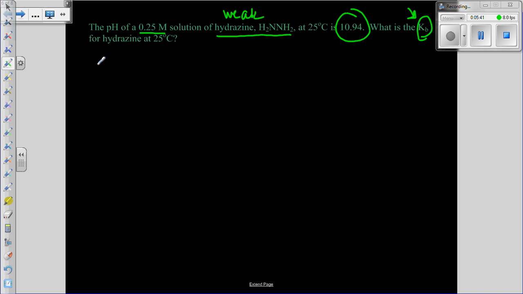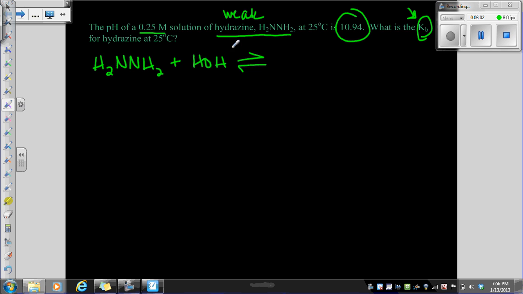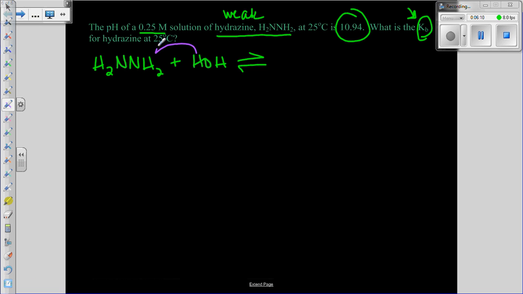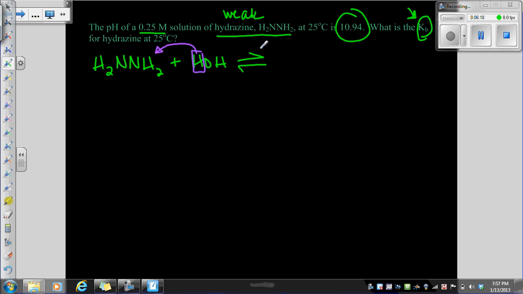So the first thing we need to do is write a dissociation reaction, and we're going to put the weak base plus water, and water is going to donate a proton because this is a base, and I know bases are proton acceptors. So when you're in a situation like this where you don't know what this thing is, think about what you do know and about the fact that bases accept protons. So water is going to give this proton to the base.